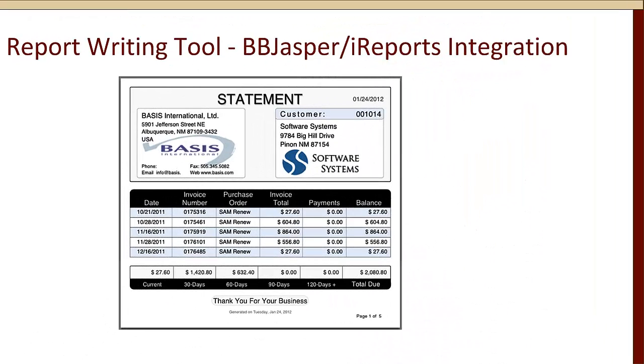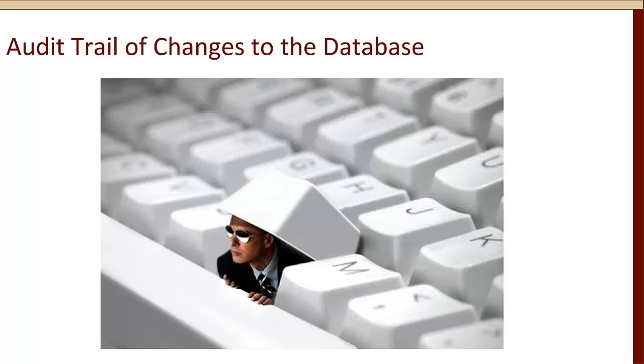The report writing tool, BBJasper with iReports, is built in. The integration is in place and gives you the ability to produce this sort of output, such as this example of an add-on statement. Barista will give you the functionality to record any changes to your database via an audit trail, showing you the previous value and the current value and the date changed and who made the change.